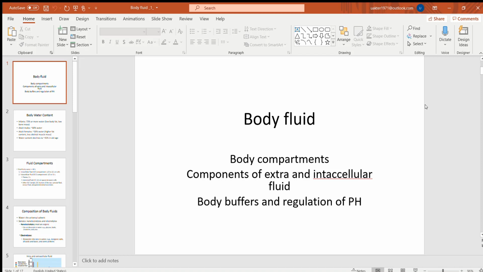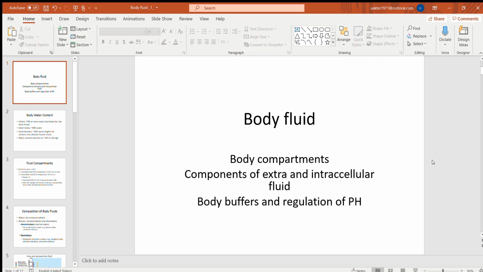Hello everybody. Today I'll talk about the body fluid, which is an important composition or part of your body. Body fluid has different compartments. So your body fluid is located in different compartments inside your body. So we'll talk about the compartments of the body fluid. Two major compartments are extracellular and intracellular compartments. So we'll talk about the extracellular body fluid compartment and intracellular body fluid compartment.